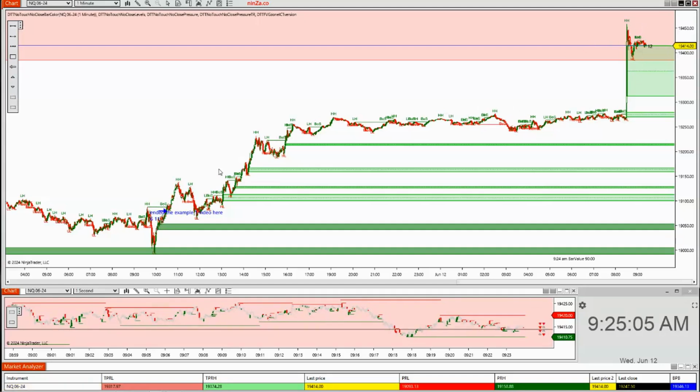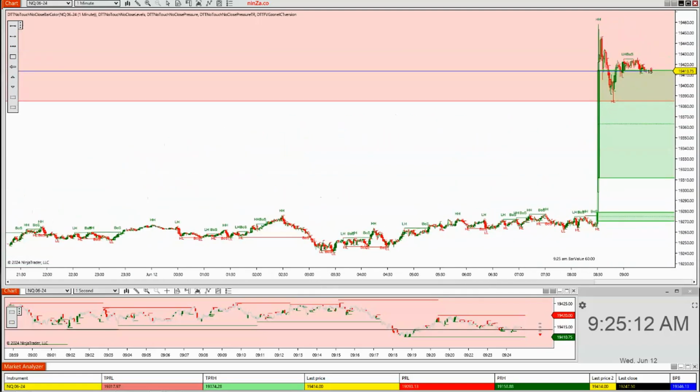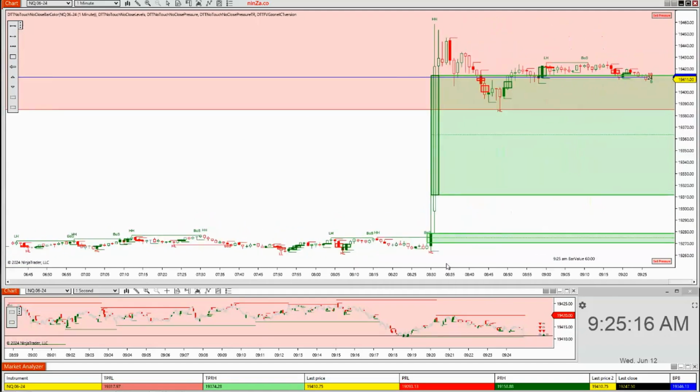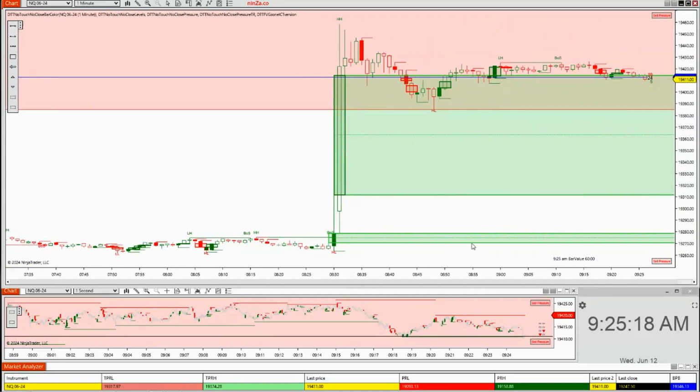So that ICT stuff, you can go with that if you want. Breaking of structure, breaking of structure. I don't know what that means. How is it that you can't already be in it? That's important. You got to already be in the trade before any of this zone stuff shows up. You got to already be in it.